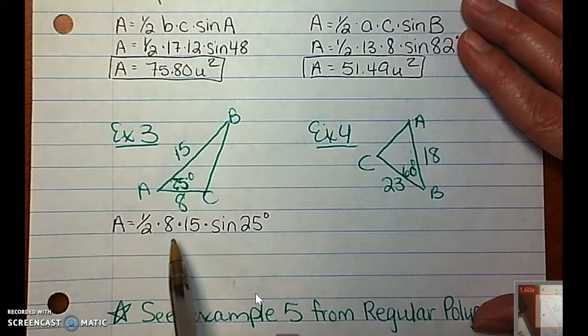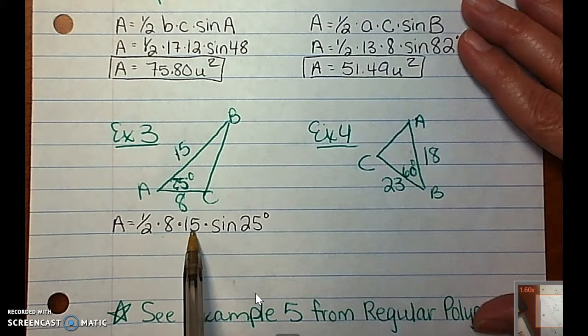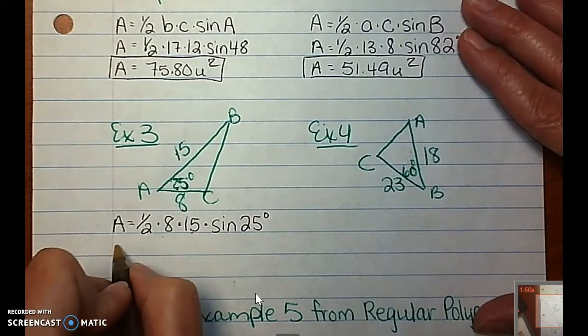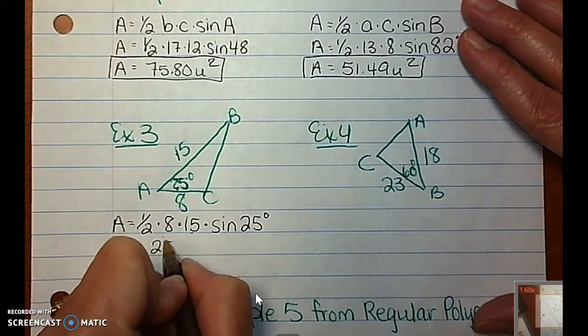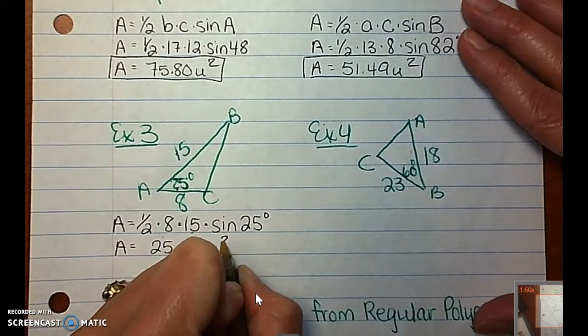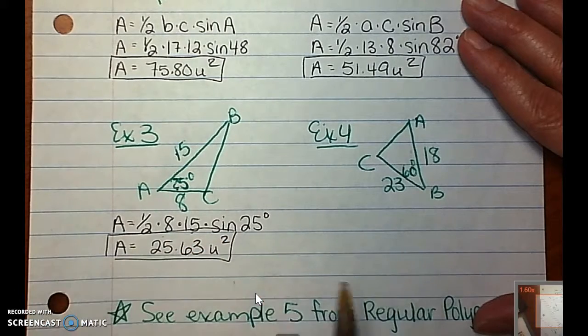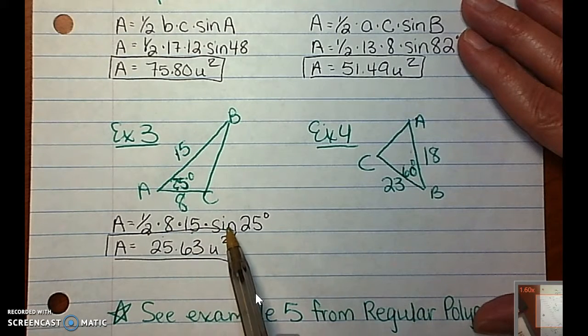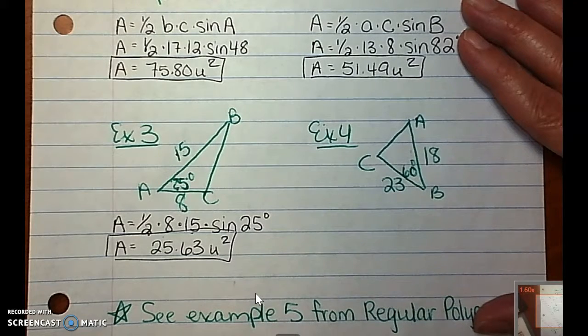Now I've been asked, what happens if I switch these? Switching them is okay because that's the commutative property. And the commutative property says I can multiply in any order. So switching those, having 15 first and then 8, isn't going to change the answer. Well, then all I need to do is type that in my calculator, and I get an area of 25.63 units squared. So again, I'm reiterating this pattern that it's side, angle, side, and I'm taking half of the side times the sine of the angle.